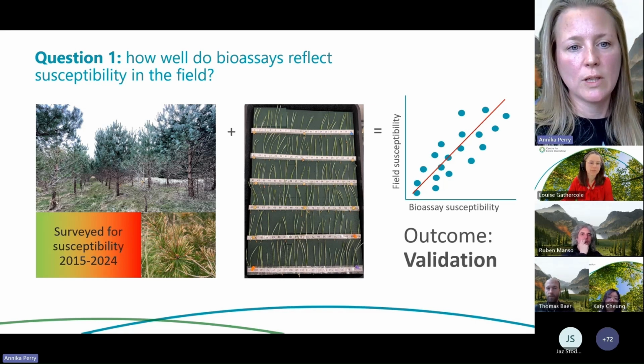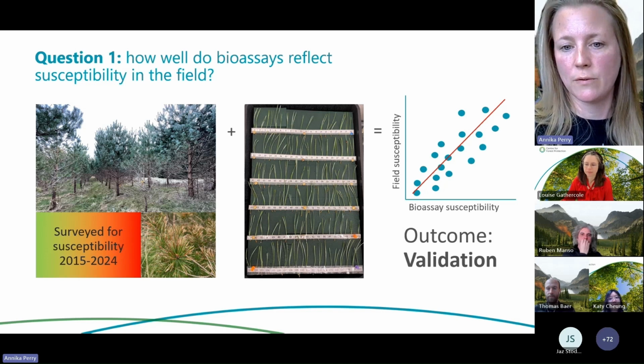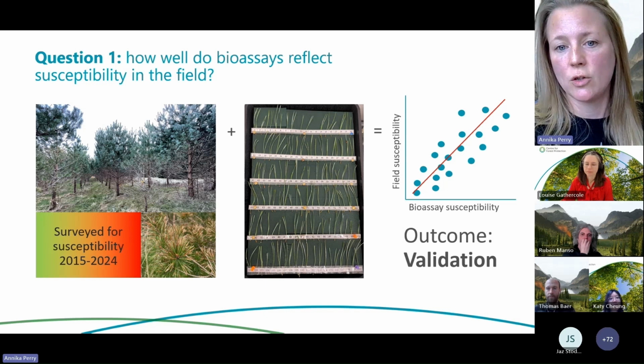These trees were then used as the source for bioassays. And the hoped outcome is some sort of validation. So bioassay susceptibility should correlate nicely with field susceptibility. That's the hope.